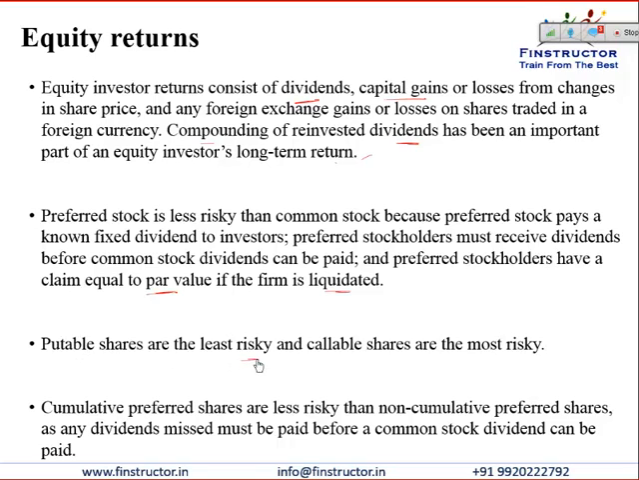Puttable shares are least risky and callable shares are most risky, as we discussed. Cumulative preferred shares are less risky than non-cumulative preferred shares, as any dividends missed must be paid before a common stock dividend can be paid. This also we discussed.